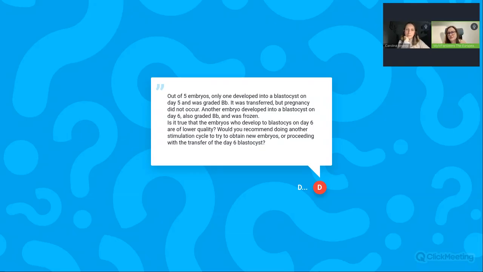Okay, so a transfer of a day 6 blastocyst is completely viable. We will consider it as good quality. It's a great BB, it's a good quality embryo. It is true that we normally try to prioritize day 5 blastocysts because they have reached the blastocyst stage before, but there's no reason why we shouldn't use these embryos for a transfer.